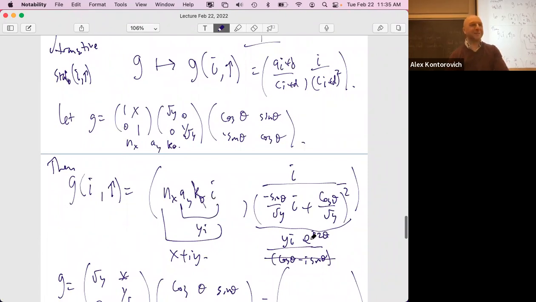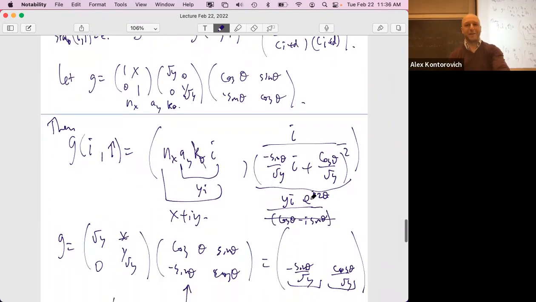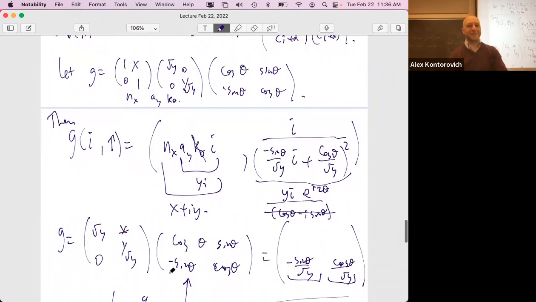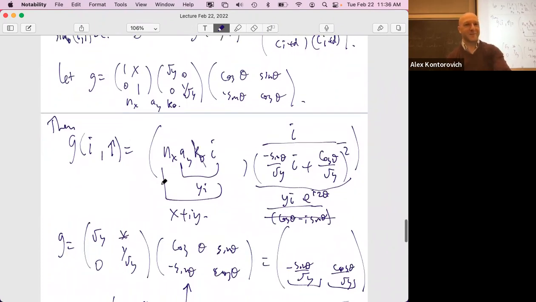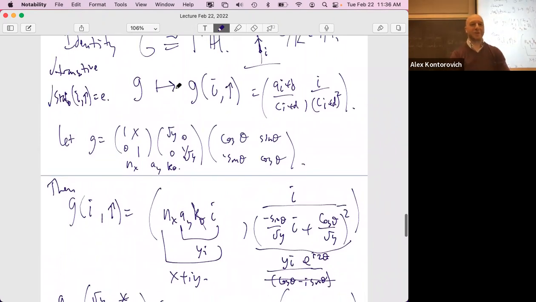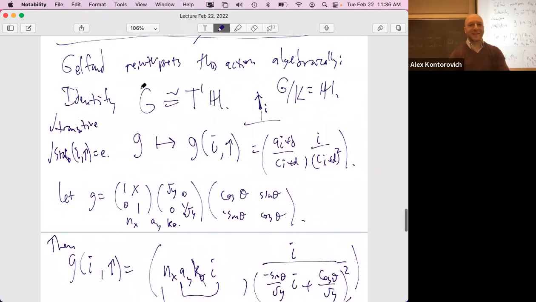But I want this K to be 0. In other words, I want e to the 2i theta to be 1, which means theta is either 0 or pi, but theta being pi is plus or minus 1, which is exactly what, so this stabilizer is trivial. In PSL2, the stabilizer is trivial. When theta is equal to pi, then I get minus 1, 0, 0, minus 1. Okay, so the stabilizer is trivial for PSL2 if G is PSL2.